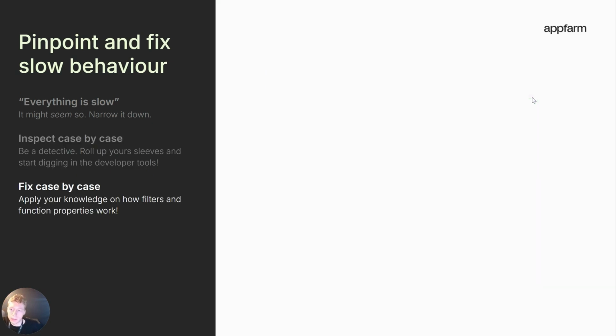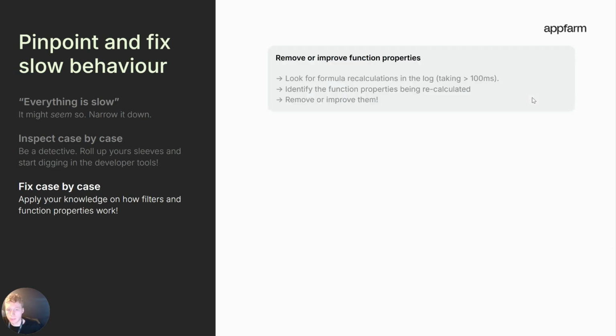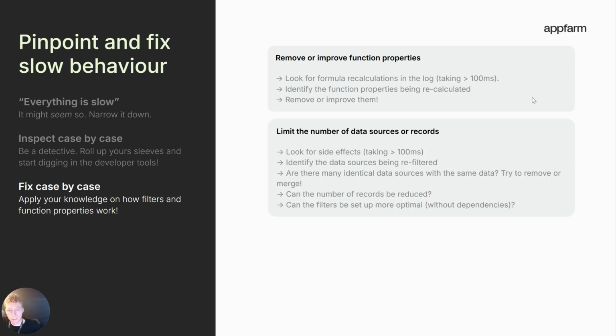So now you can think about everything we've discussed so far. Take a look at the function properties. Take a look for recalculations which take over 100 milliseconds. Can these function properties be removed, improved, or moved to the UI? Try and limit the number of data sources or the number of records that the app uses. Again, look out for side effects of processes that take over 100 milliseconds. Identify data sources that are being refiltered every time. If there are many different database-connected data sources in your app that refer to the same object class, maybe consider merging these or removing them.